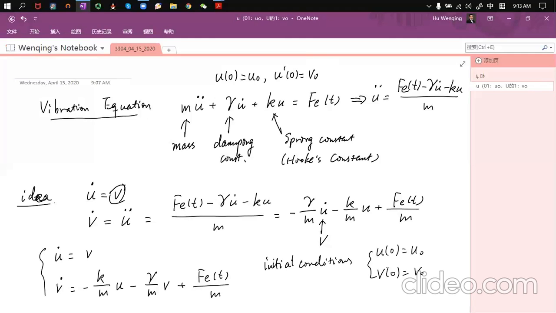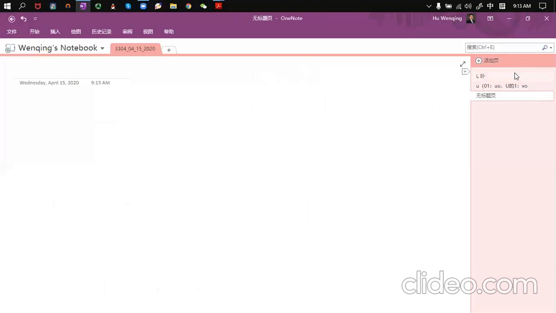So you're able to turn both the differential equation and the initial conditions into a system of first order equations, right? So that's kind of the same. You're able to turn both the differential equation and the initial conditions into a system of first order equations. So this is a very nice idea.